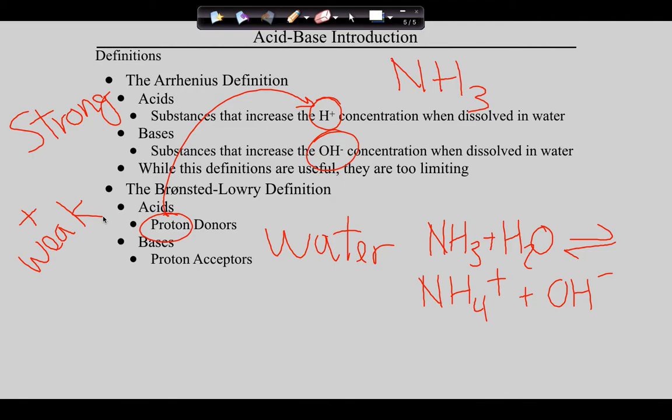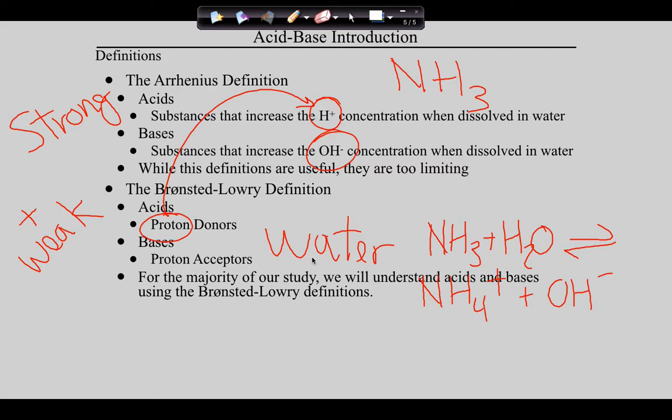Good to go? Okay. And so guys, then you'll notice in the notes, it does mention a little bit about this, the idea that the majority of our study is going to be understanding acids and bases in the Bronsted-Lowry sense, but understand that Arrhenius thing is out there, and there's also a Lewis definition that you guys don't need to worry about. You guys okay?